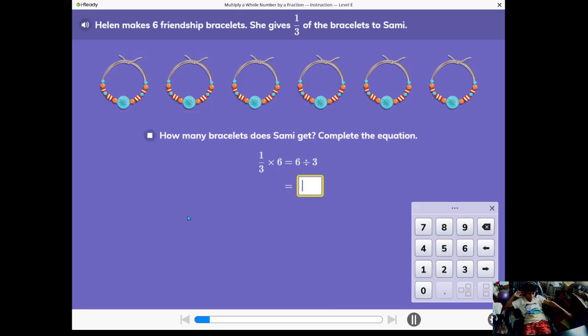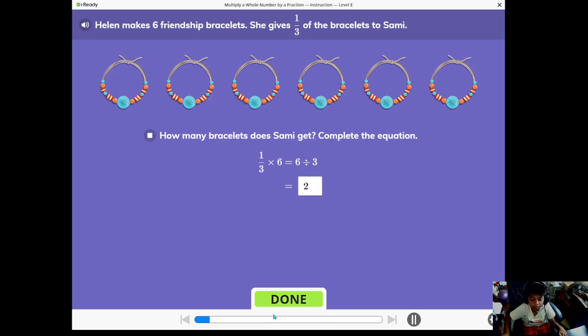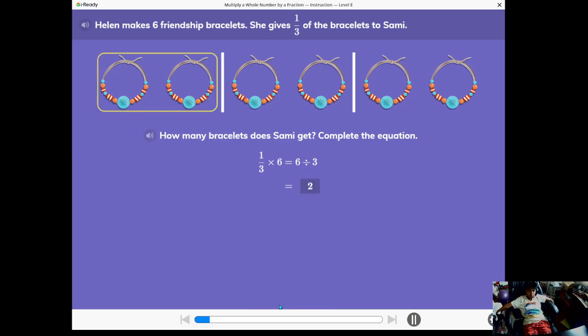How many bracelets does Sammy get? Complete the equation. Sammy gets 2 bracelets.